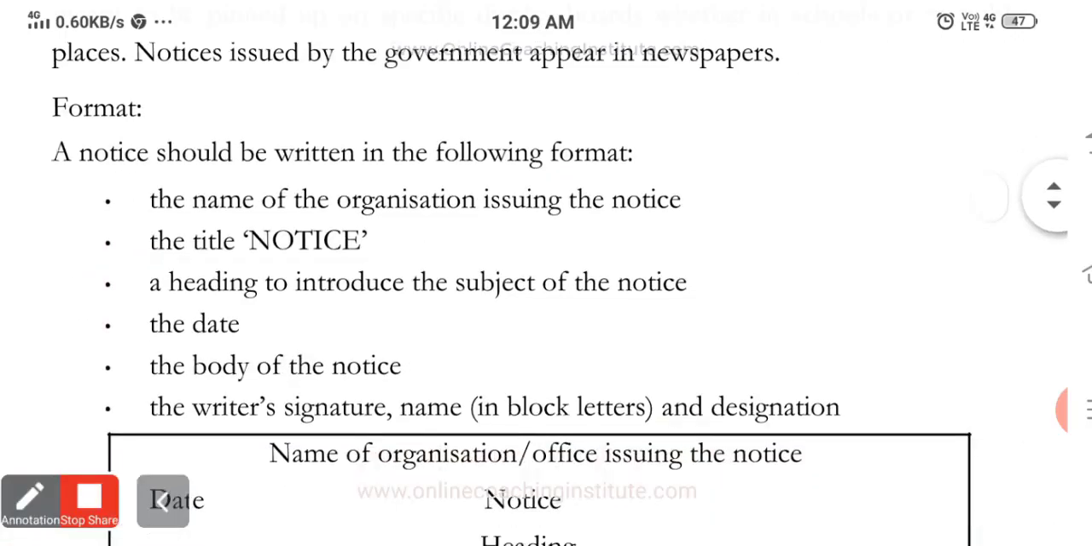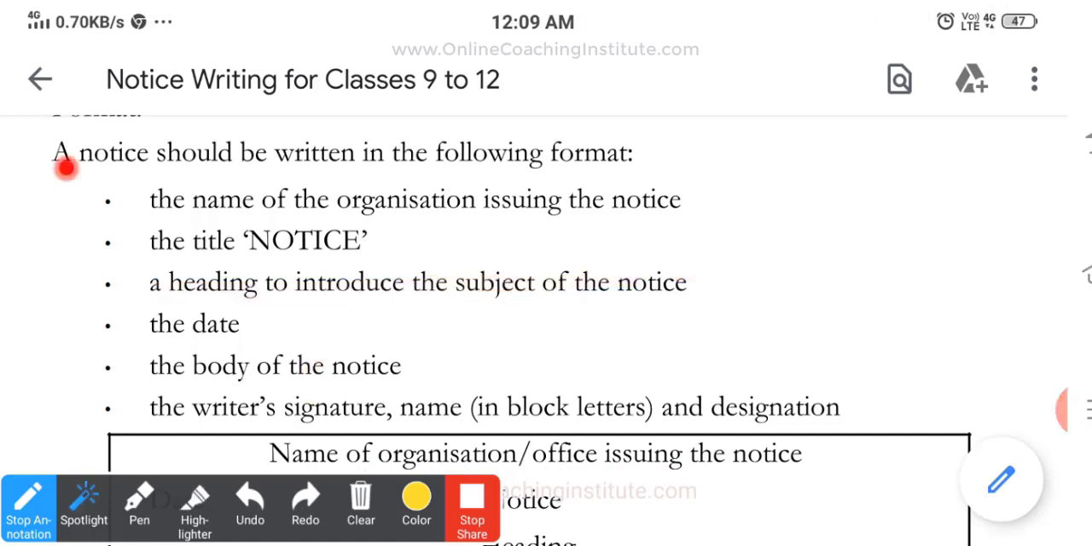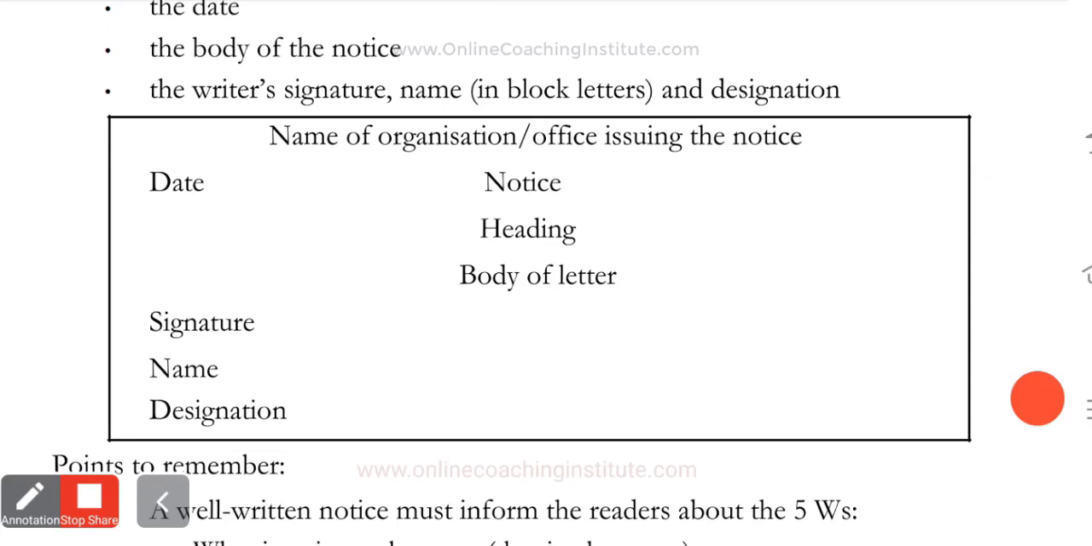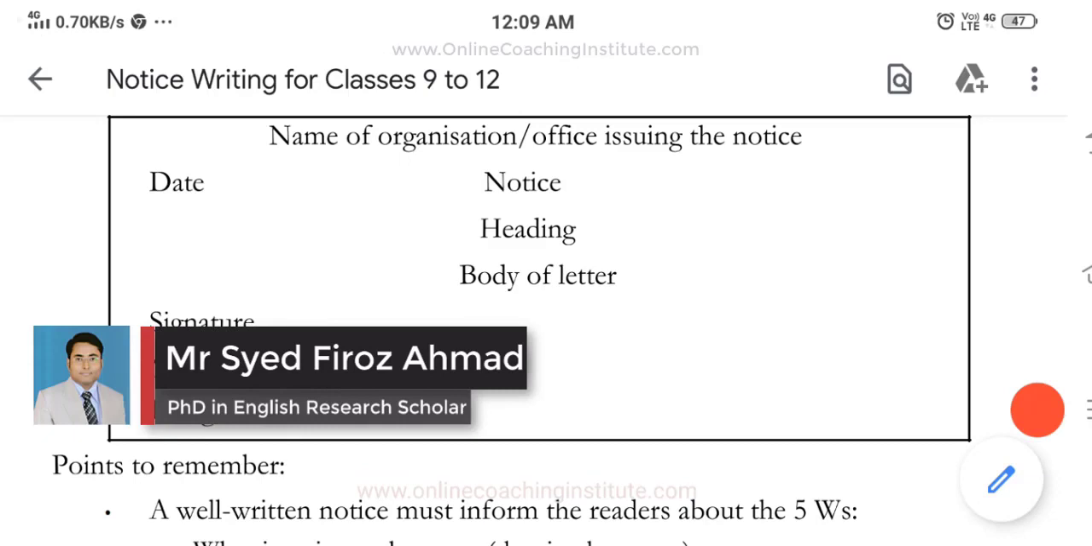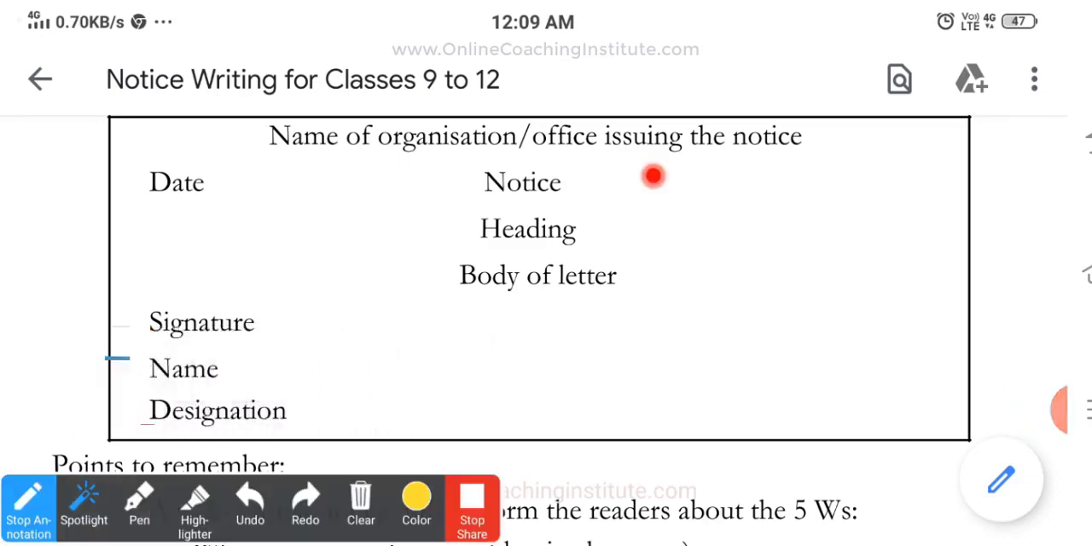Now we talk about the format. Look here. A notice should be written in the following format. First of all, what have you to write? First of all, you have to write the name of the organization or the office which is issuing the notice. You have to keep in mind what the purpose of writing a notice is and who is writing the notice. So first of all, the name of the organization or office which is issuing the notice must be mentioned properly.